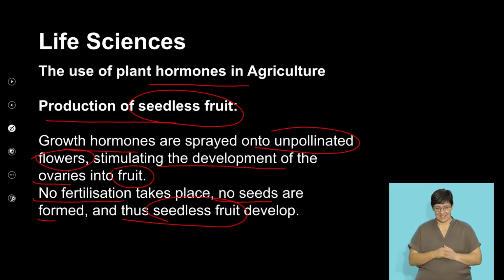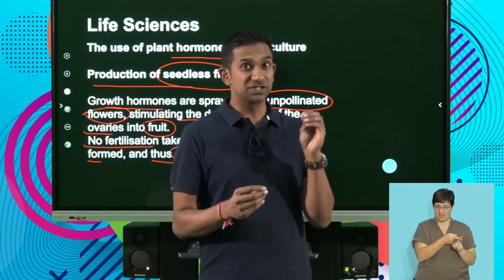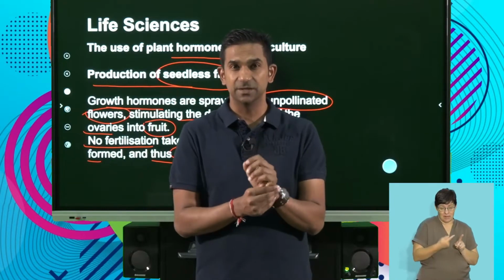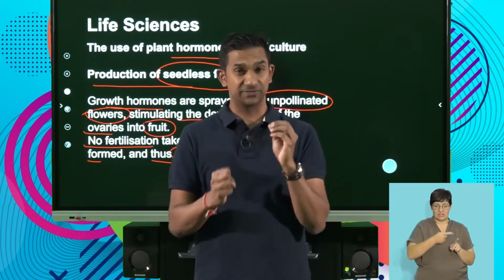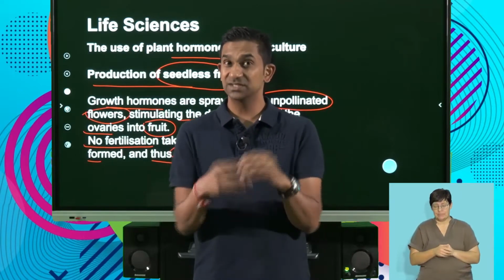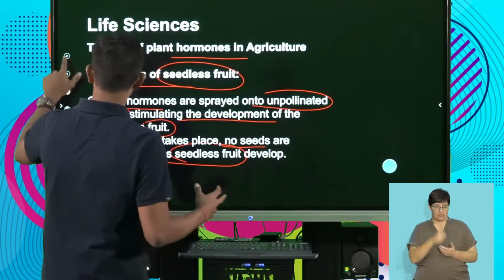Guys, remember that fertilization will stimulate the formation of seeds because you've got the pollen landing. However, if you stimulate the growth of this fruit without the formation of seeds, you will end up with this fruit that has rapidly grown essentially without having the seeds. And so this has produced seedless fruit, and we see this often in the fruit that we consume.